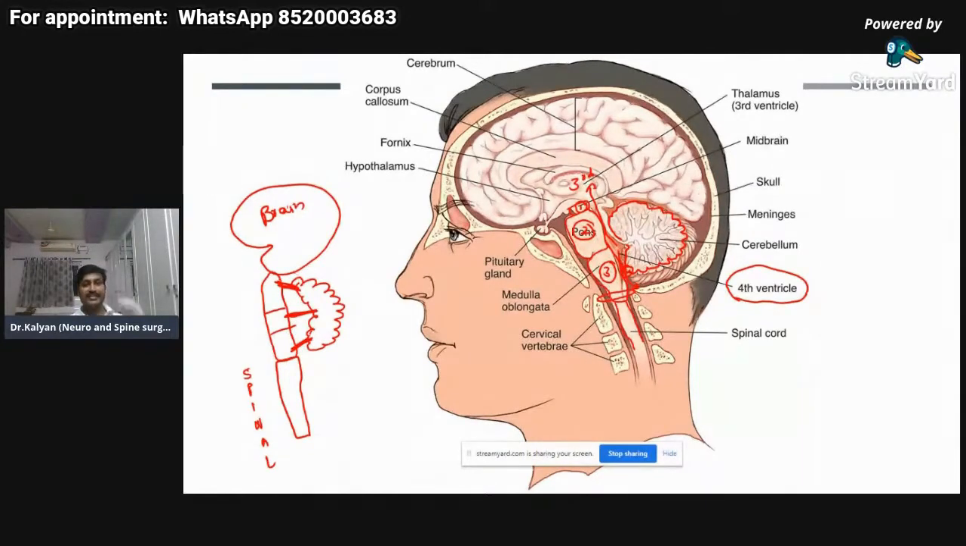The superior cerebellar peduncle connects the midbrain with the cerebellum. The middle cerebellar peduncle connects the pons with the cerebellum. And the inferior cerebellar peduncle connects the medulla oblongata with the cerebellum. This is something you have to remember.